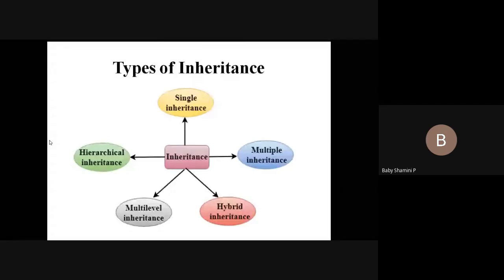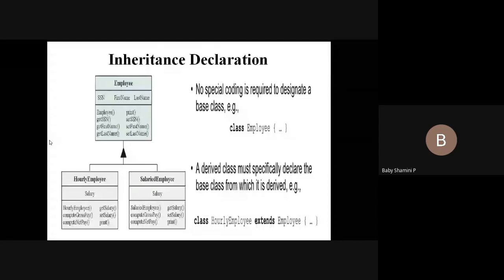So how to declare an inheritance? Consider Employee. This is a base class. Under this we have two different subclasses: HourlyEmployee and SalariedEmployee. So HourlyEmployee inherits properties from the base class Employee, and also it contains its own properties. For example, it contains properties such as SSN number, first name, last name.